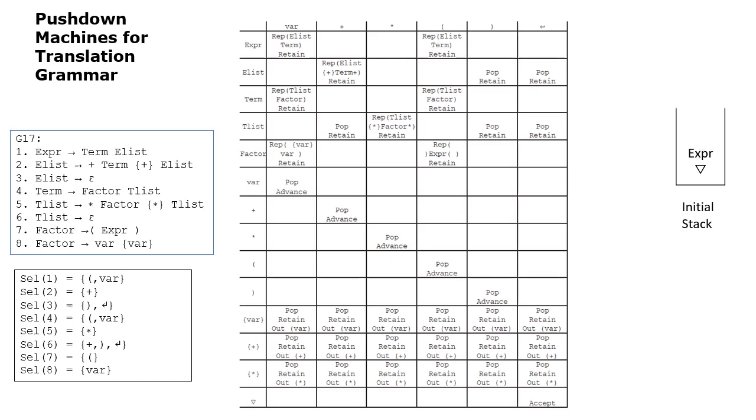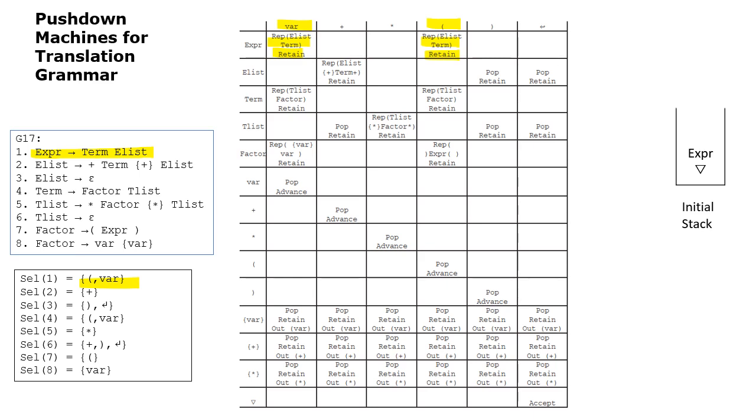So let's go through one by one. So grammar 17, we have 8 rules. So let's take a look at rule 1. So rule 1, the selection set is left parenthesis and var. So expression that intersects with left parenthesis and also var, we fill it up with replace, elist, term, retain. So this is basically the same method of constructing a pushdown machine for LL1 grammar. So for all the other rules, you will see exactly the same thing.